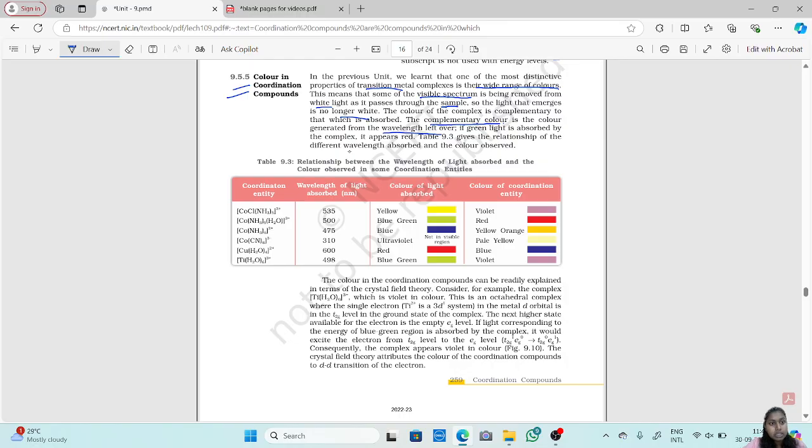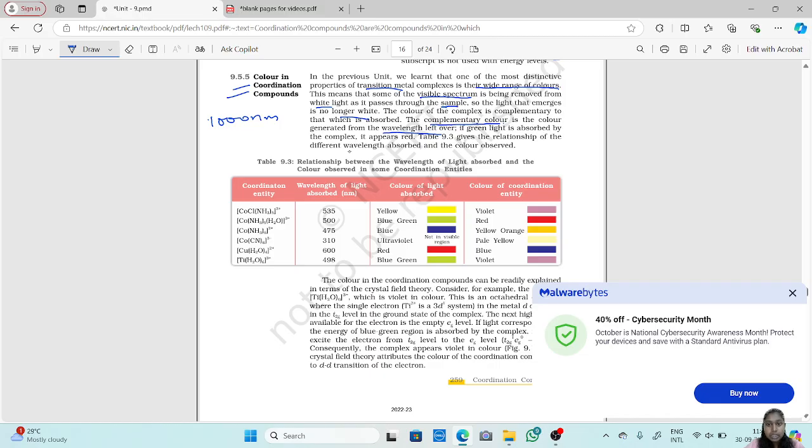If the white light is of 1000 nanometer, and I have passed this white light through a complex, and that complex absorbs the green light, if the green light is absorbed at 500 nanometer, or at 550 nanometers, then whatever nanometer remains, that nanometer falls under whichever color. That color is what we see.